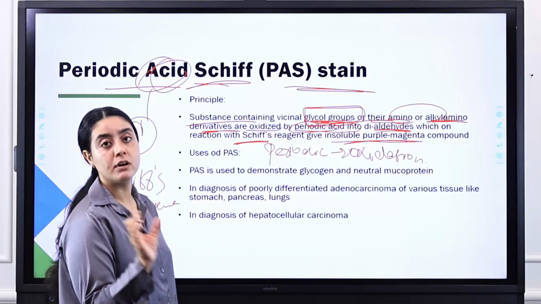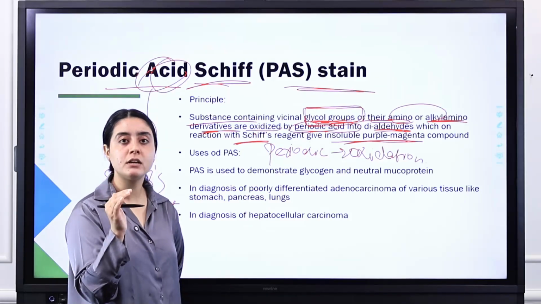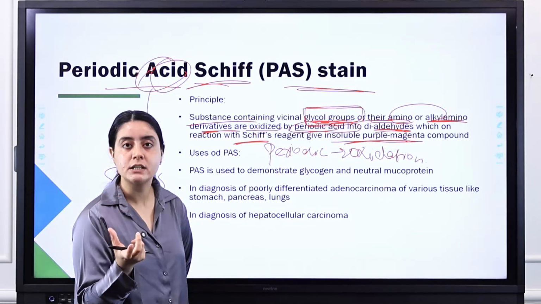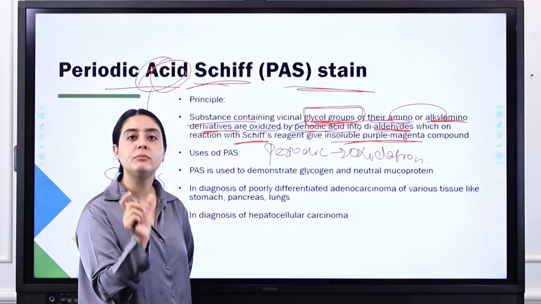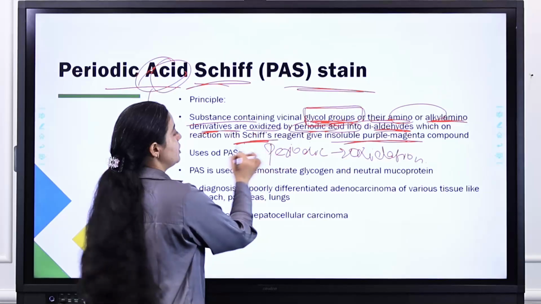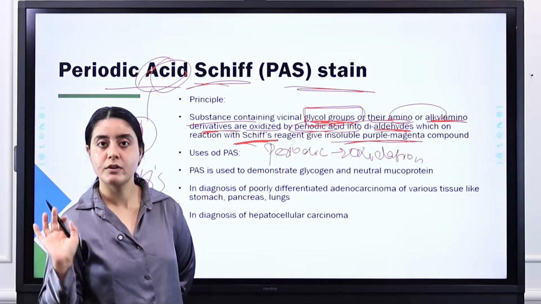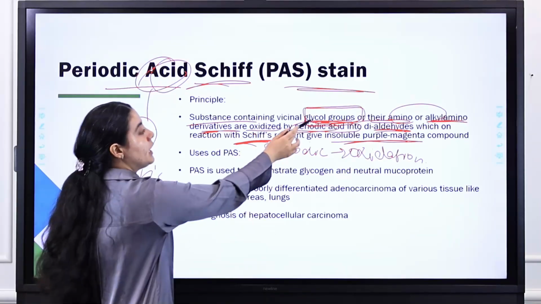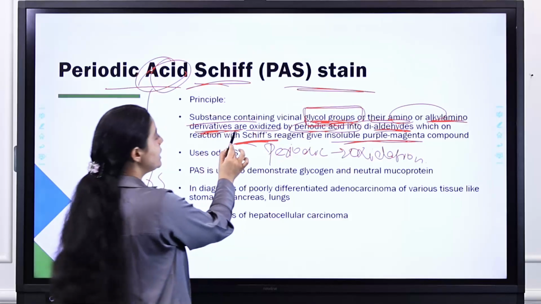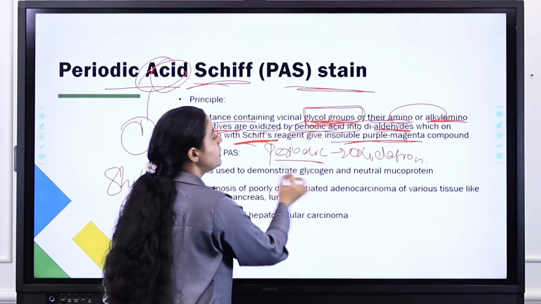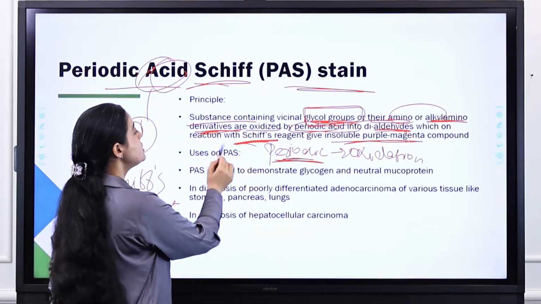So when we are done with the PAS staining and observe our slides under the microscope, a purple magenta color is shown. This color is given by the Schiff's reagent. So the basic principle is that oxidation occurs. What oxidation? Oxidation of the glycol group into the dialdehydes, where the alkyl amino derivatives are oxidized with the help of the periodic acid, and the purple color compound is formed because of the Schiff's reagent.